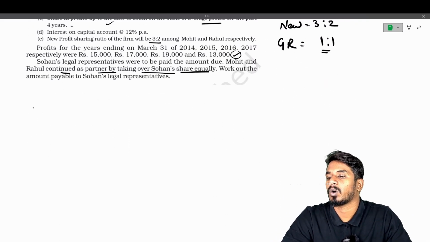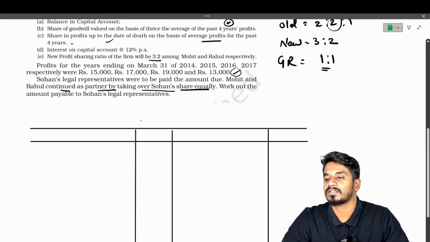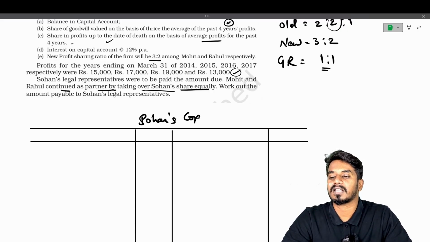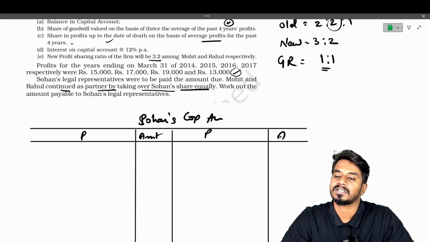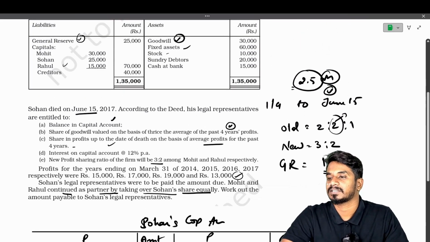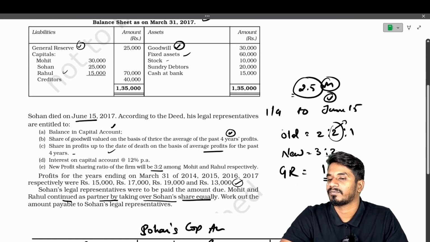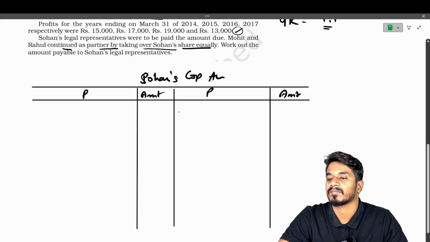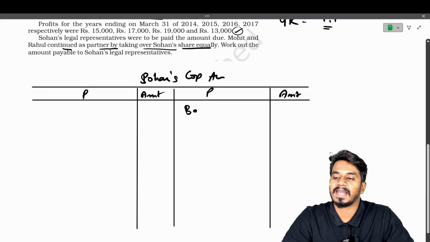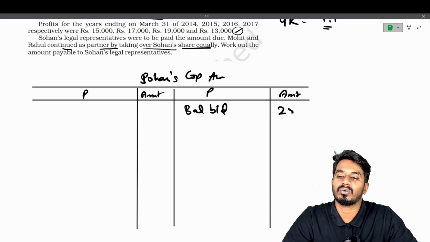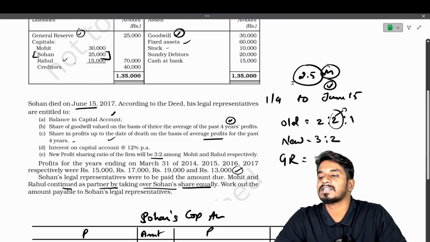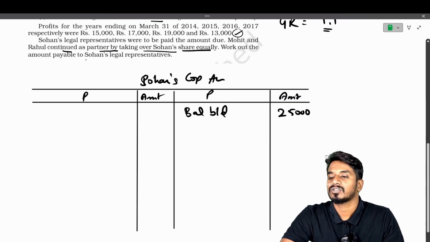So let me prepare the columns. This is your Sohan's capital account, right? Sohan's capital account, particulars, amount and amount, right? So let us see what is given. The first thing we will do in the partners' capital account is take the capital. So Sohan's capital, balance brought down will be 25,000, which is given in the balance sheet, correct? So this is his share of capital. So we have taken it.